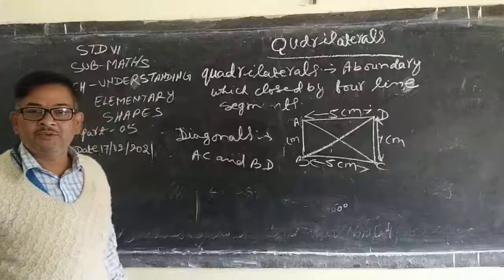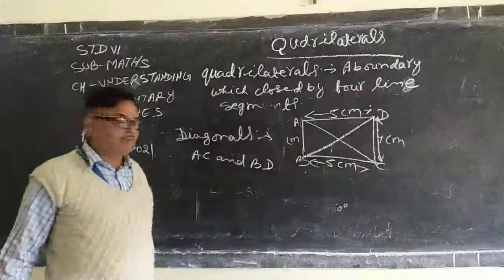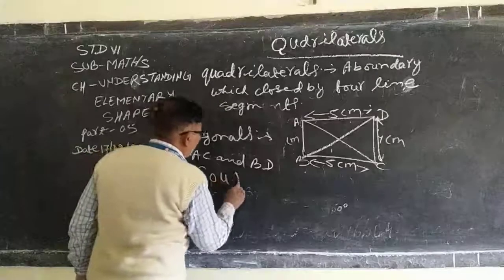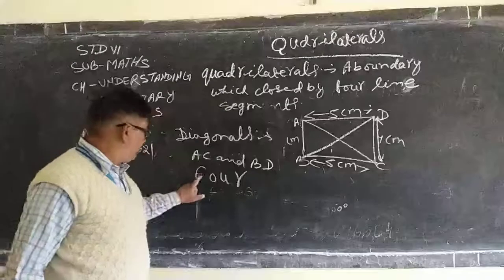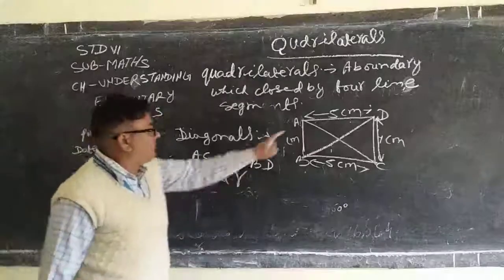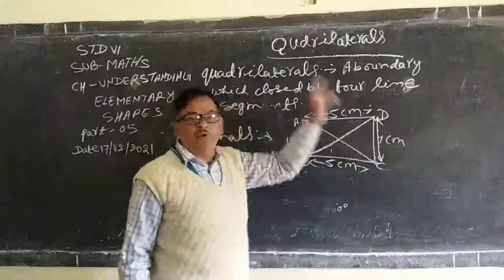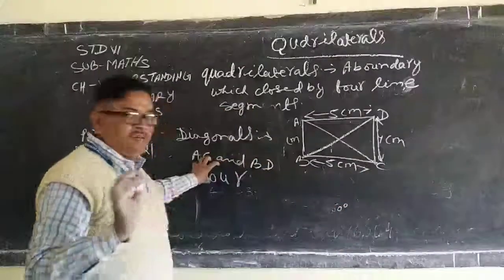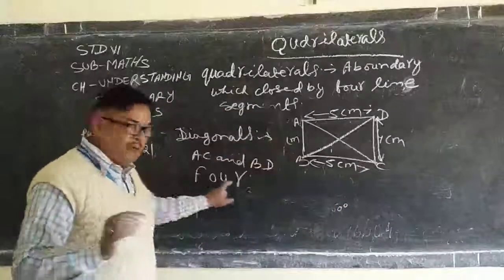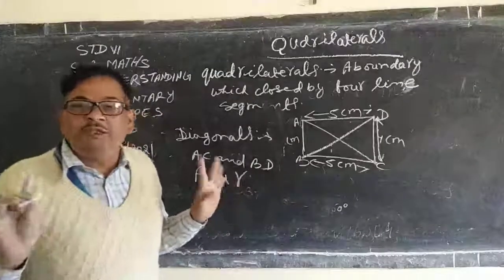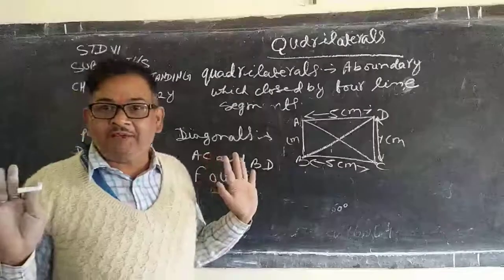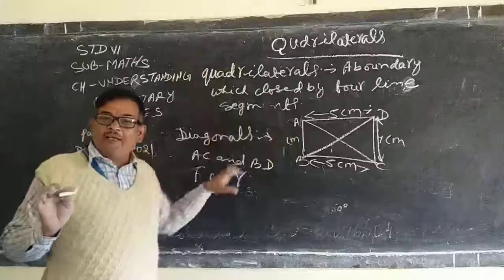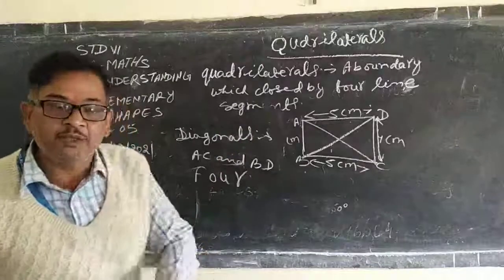See this one. Quadrilateral means 4. Q-U-A-D. How many letters are there? 1, 2, 3, 4. How many sides are there? 1, 2, 3, 4. This is very peculiar. When I say quadrilateral, it has 4 sides and 4 letters. So 4 is very peculiar. Quadrilateral means 4. Is it clear?